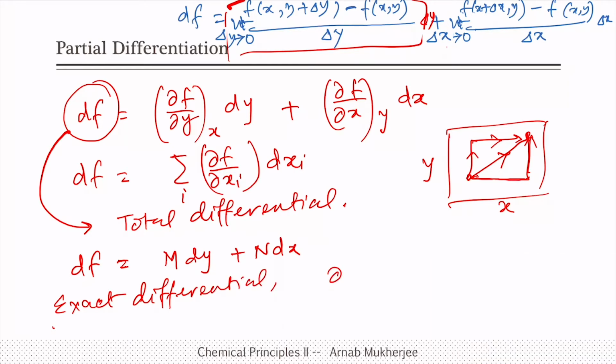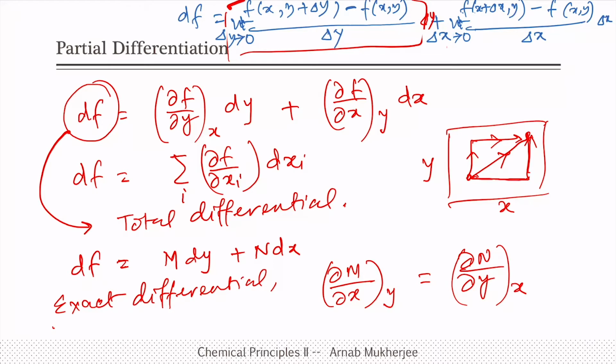And for an exact differential, the criterion is that del M, so M came from differentiation with respect to y, now we have to do it with respect to x. Del M by del x is equal to del N by del y. So, it is an exact differential if it satisfies this criterion, otherwise it will be an inexact differential. So, you see why we got that. Now, you know that M is already a partial derivative with respect to y.